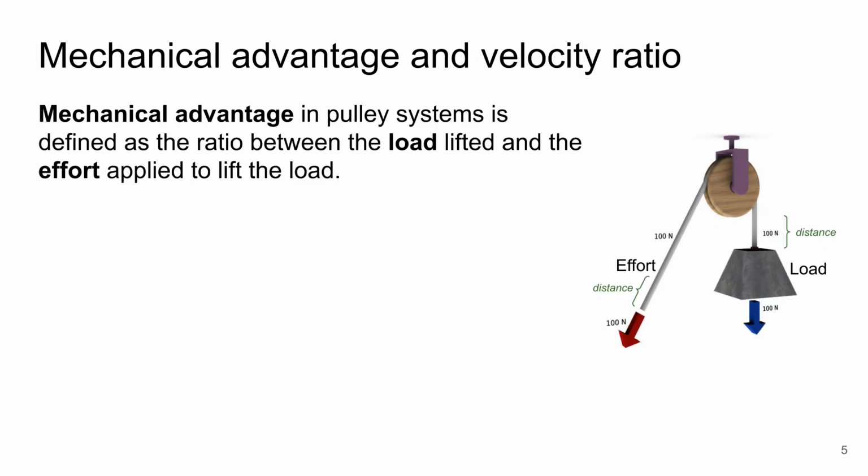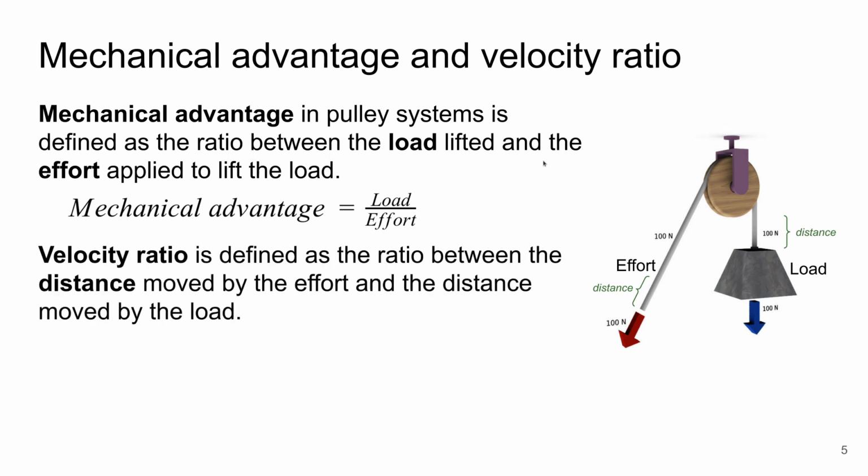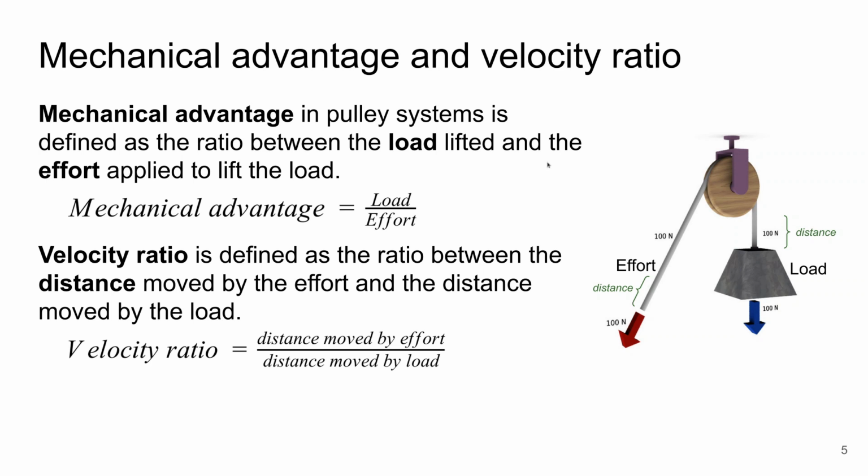Mechanical advantage in pulley systems is defined as the ratio between the load lifted and the effort applied to lift the load. In other words, mechanical advantage equals load divided by effort. And we have seen this ratio elsewhere in, for example, the gear trains and belt drives module, and even in levers. Velocity ratio is defined as the ratio between the distance moved by the effort and the distance moved by the load. Therefore, velocity ratio equals distance moved by effort divided by distance moved by load.